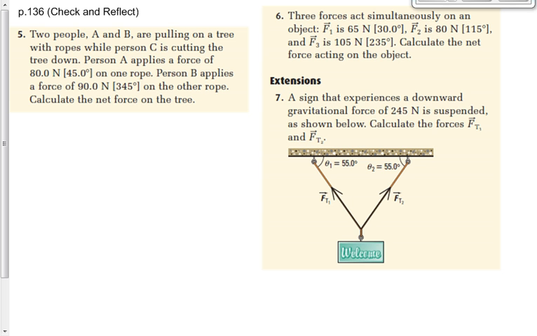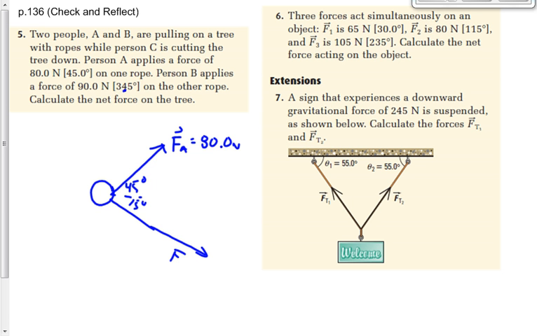I'm going to draw each of these for you, just so that you get these angles straight. Person A applies a force at 45 degrees. That's going to be this way. So we're going to say FA is 80 newtons at 45 degrees. 345 degrees is this way. Okay, it's 15 degrees right there. And we're going to call that FB, and it has a value of 90.0 newtons. You're looking for the net force on the tree in that problem.